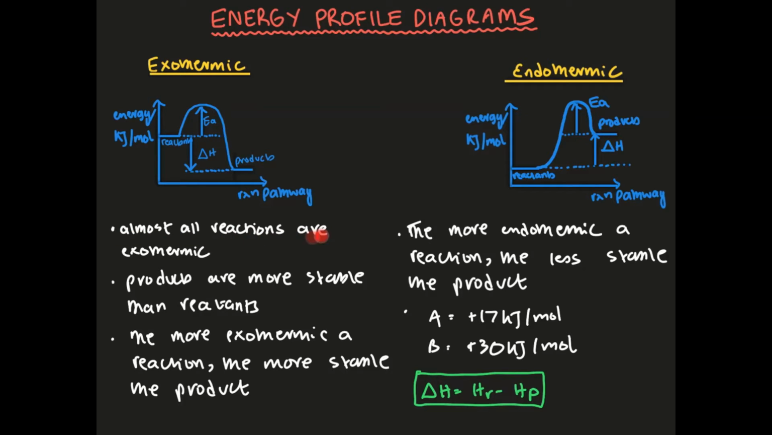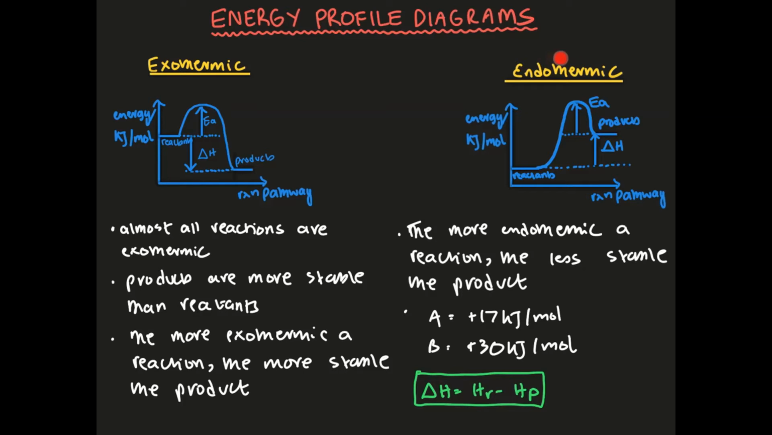Now almost all the reactions that take place are exothermic, very few of them are going to be endothermic. And the products are more stable than the reactants. Why? Because generally, if you have any substance that's at a higher energy level, it's going to be more unstable than a substance that's at a lower energy level. So because of that, the more exothermic a reaction, the more stable the product.